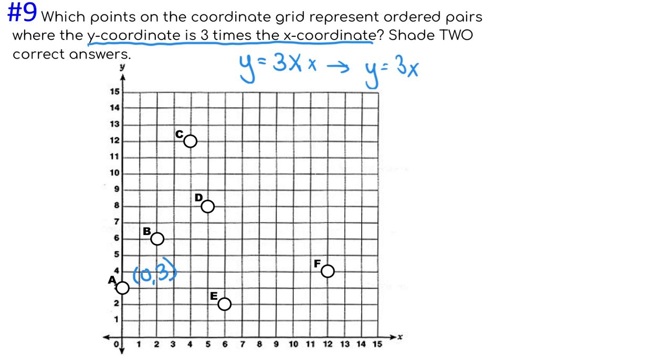Run to 0, jump to 3. So we've got to take the x number, multiply times 3 to get the y. So does 0 times 3 equal 3? I don't think so. So A is out.